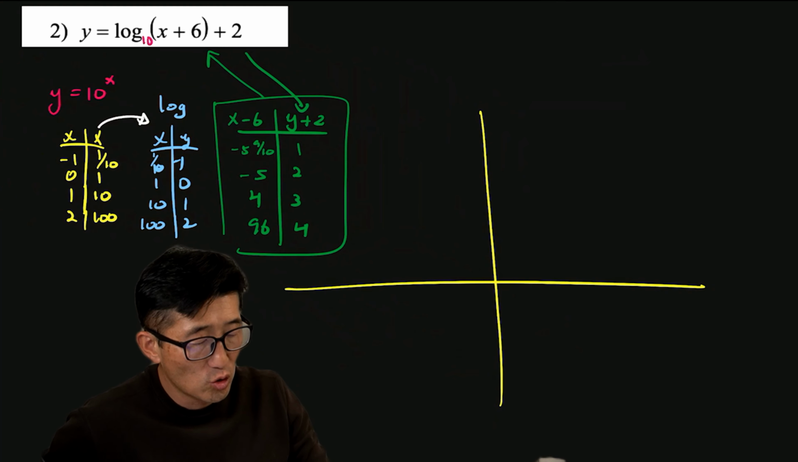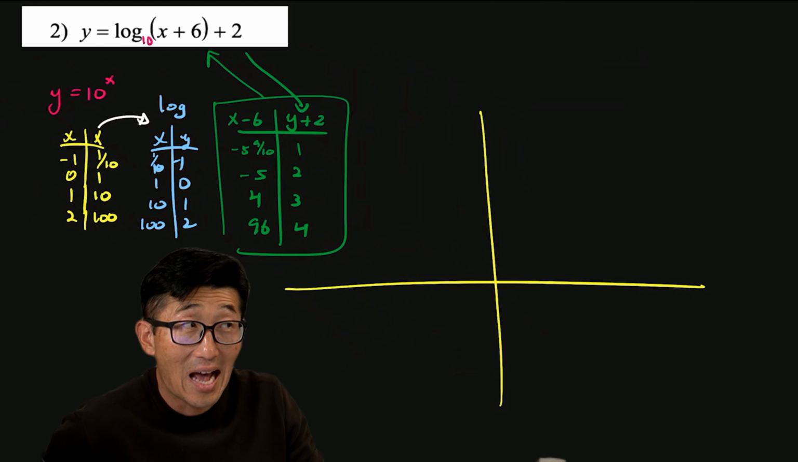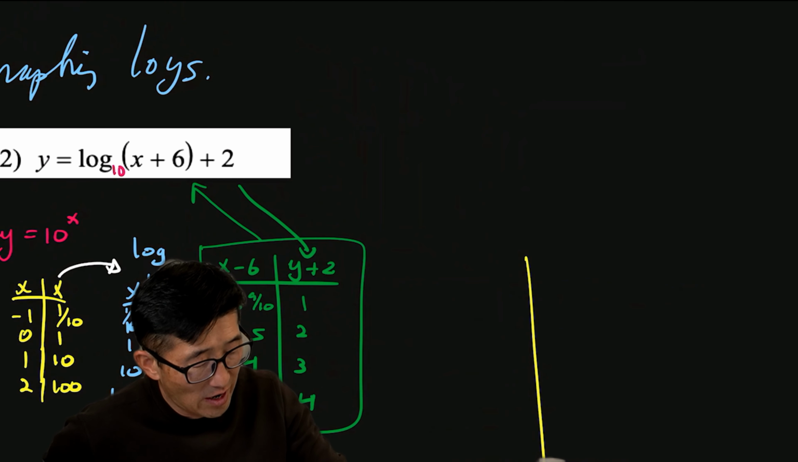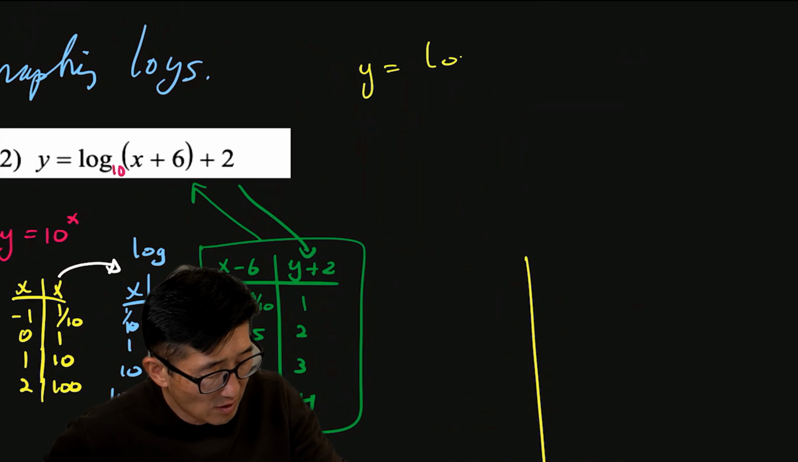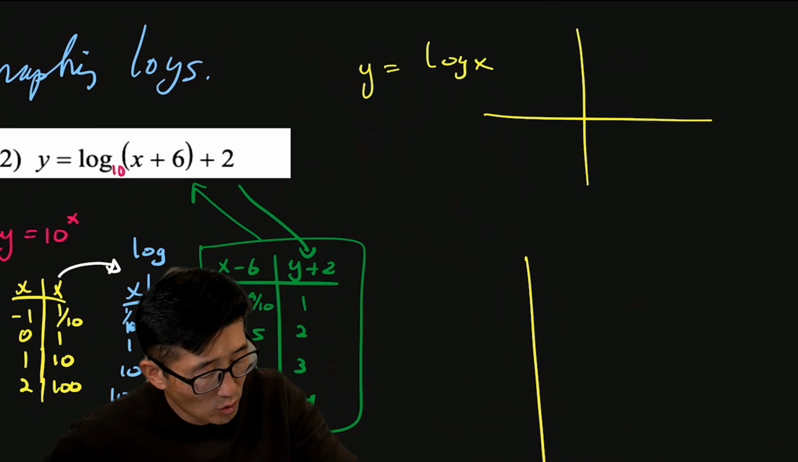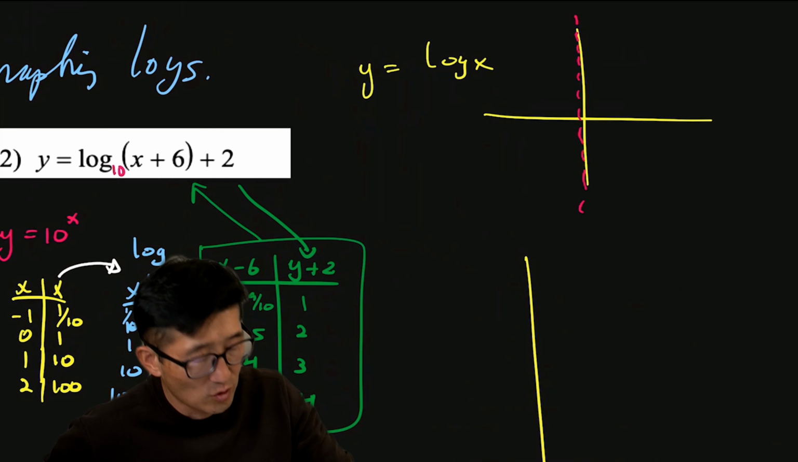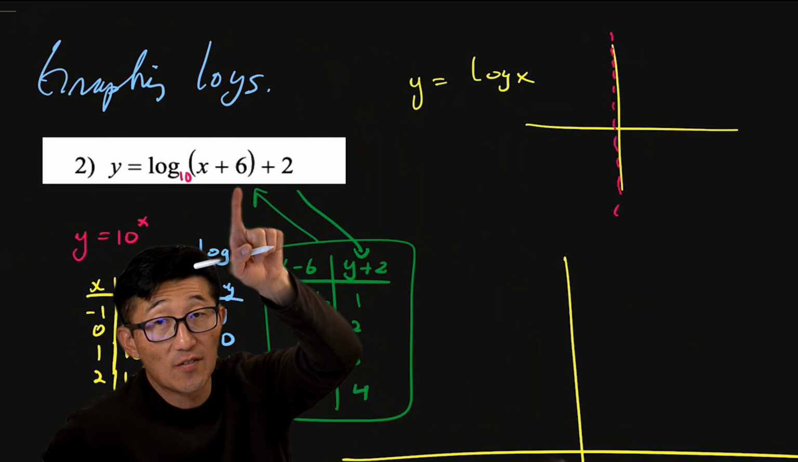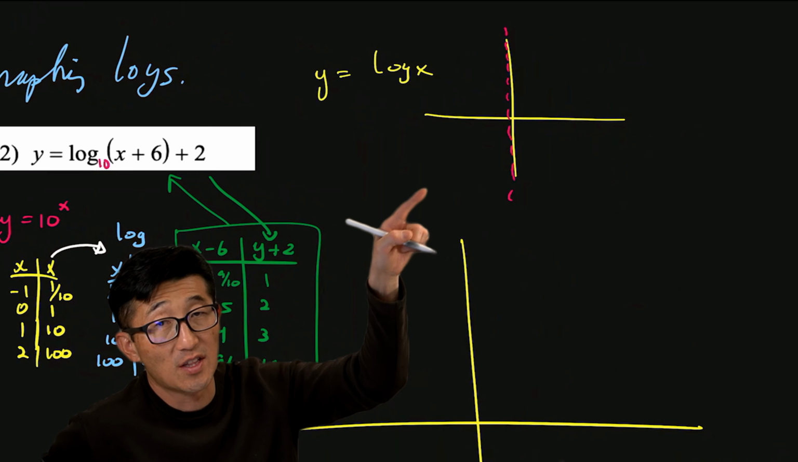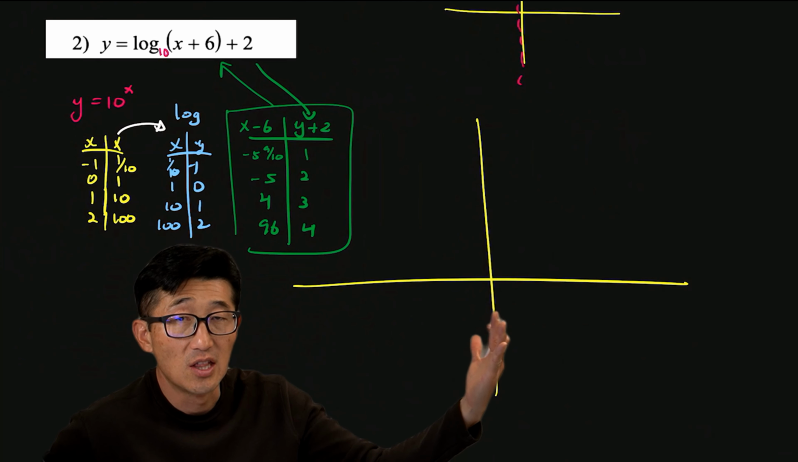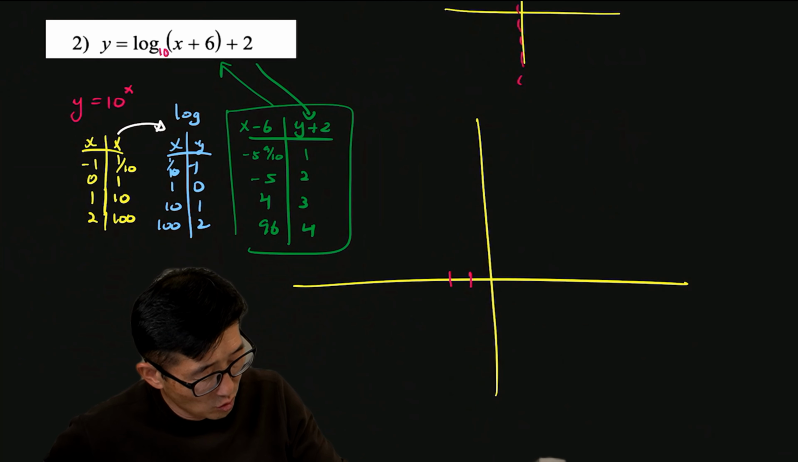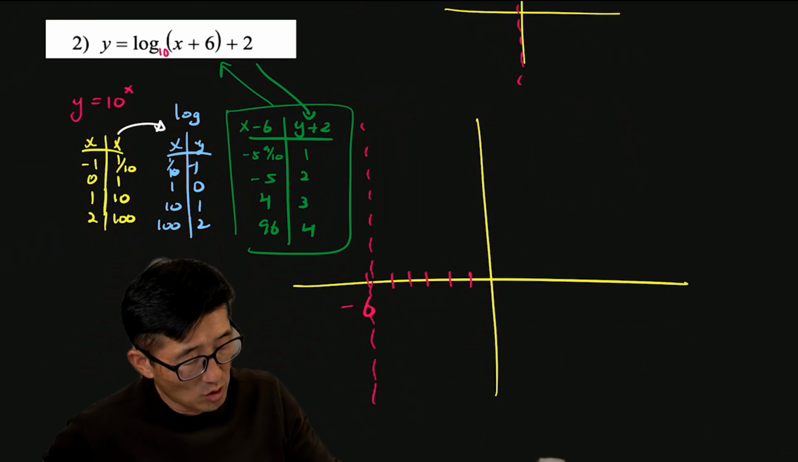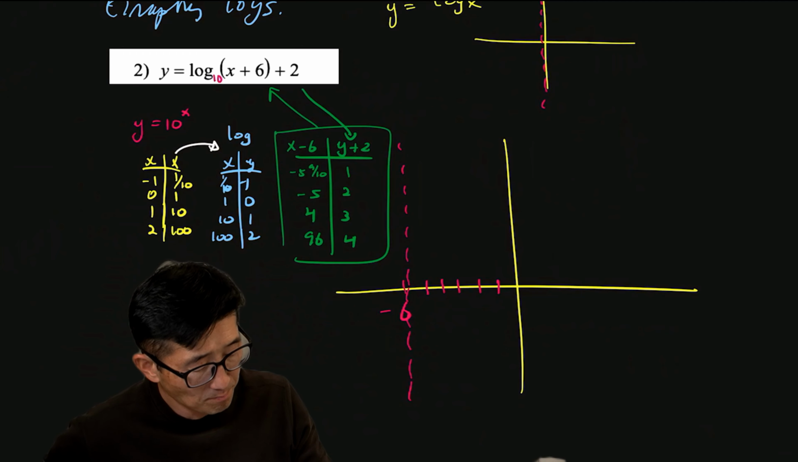Now, you always want to plot the asymptote first. All log graphs basically have a vertical asymptote at x equals 0. You see that? So that's the first thing you want to move. If you're going to shift left 6 spaces, you have to shift that dotted line left 6 spaces. So 1, 2, 3, 4, 5, 6. And here is your asymptote. You always want to draw that first.